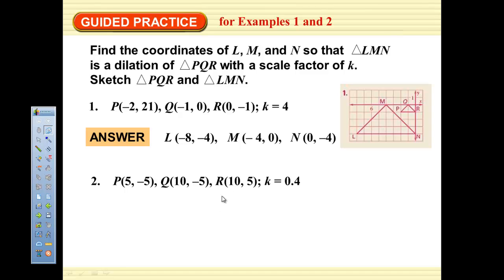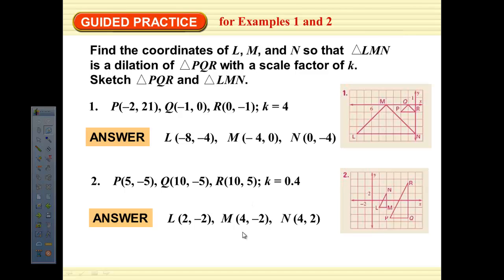And here's another one where this time it's 0.4, so we would multiply this times 0.4, and that would give us 2. Multiply this times 0.4, that would give us a negative 2. Multiply this by 0.4, we would get 4 and negative 2. Here we would get 4 and 2. Okay, so there, our original is the bigger one, and that's the shrunk down one. Okay, pretty easy stuff.